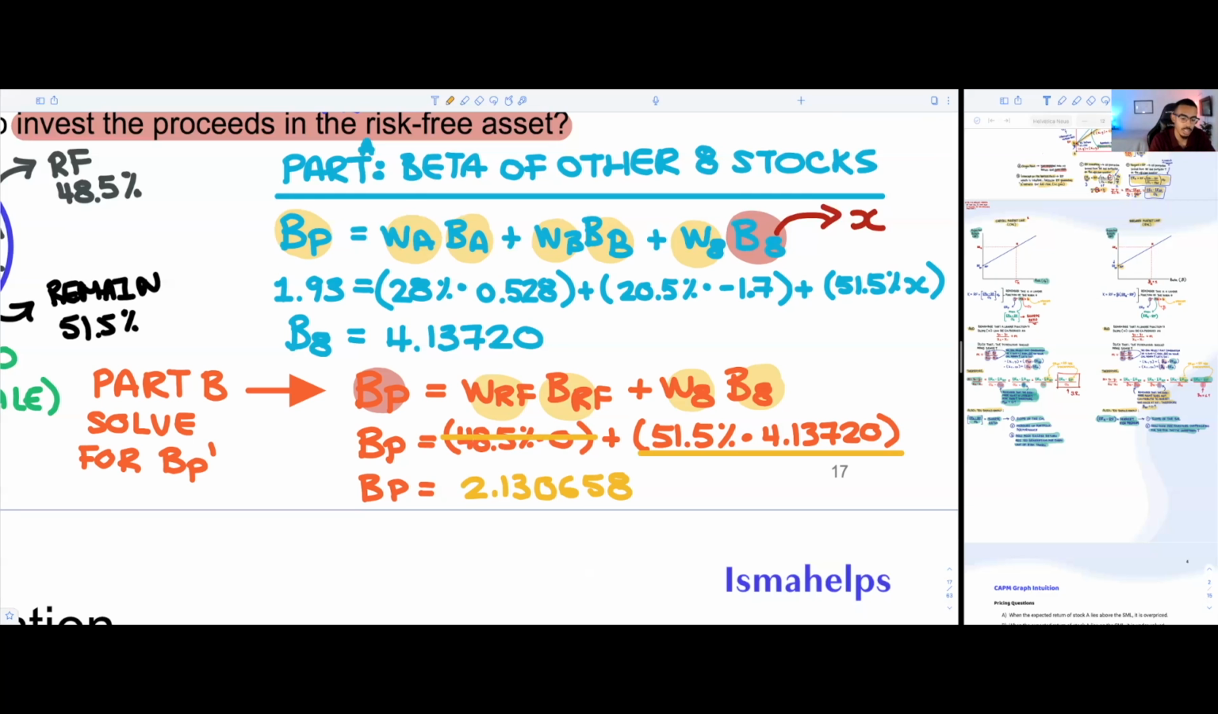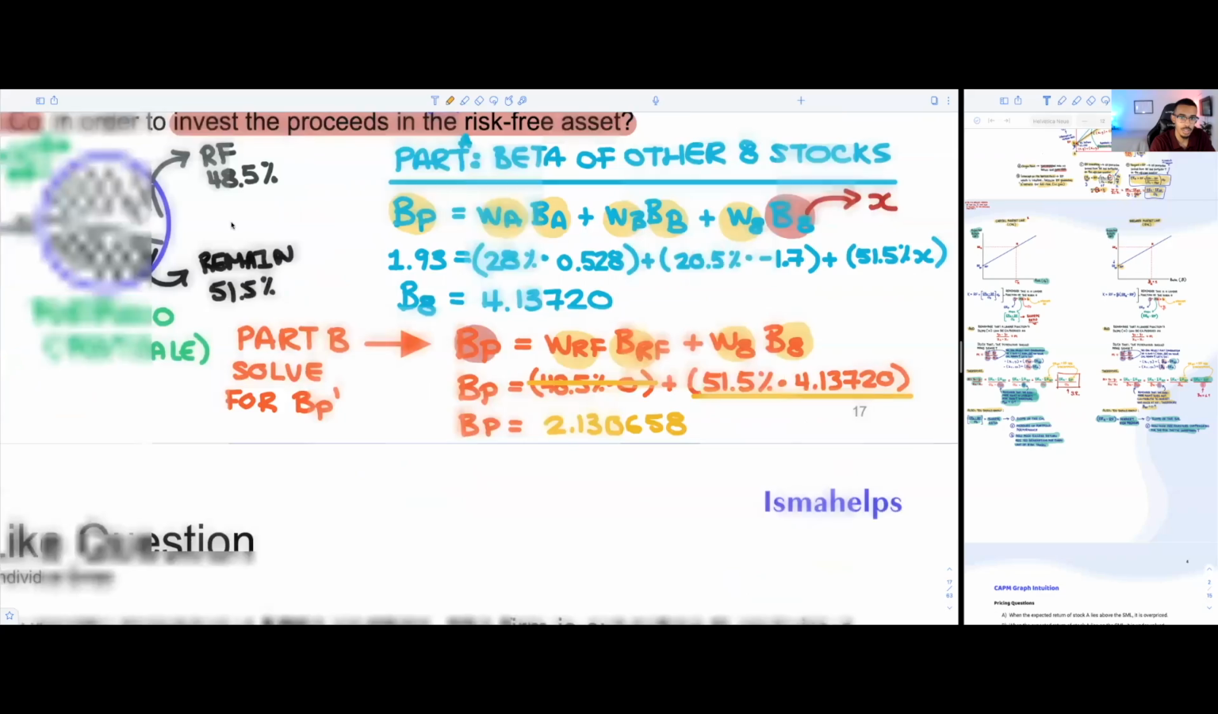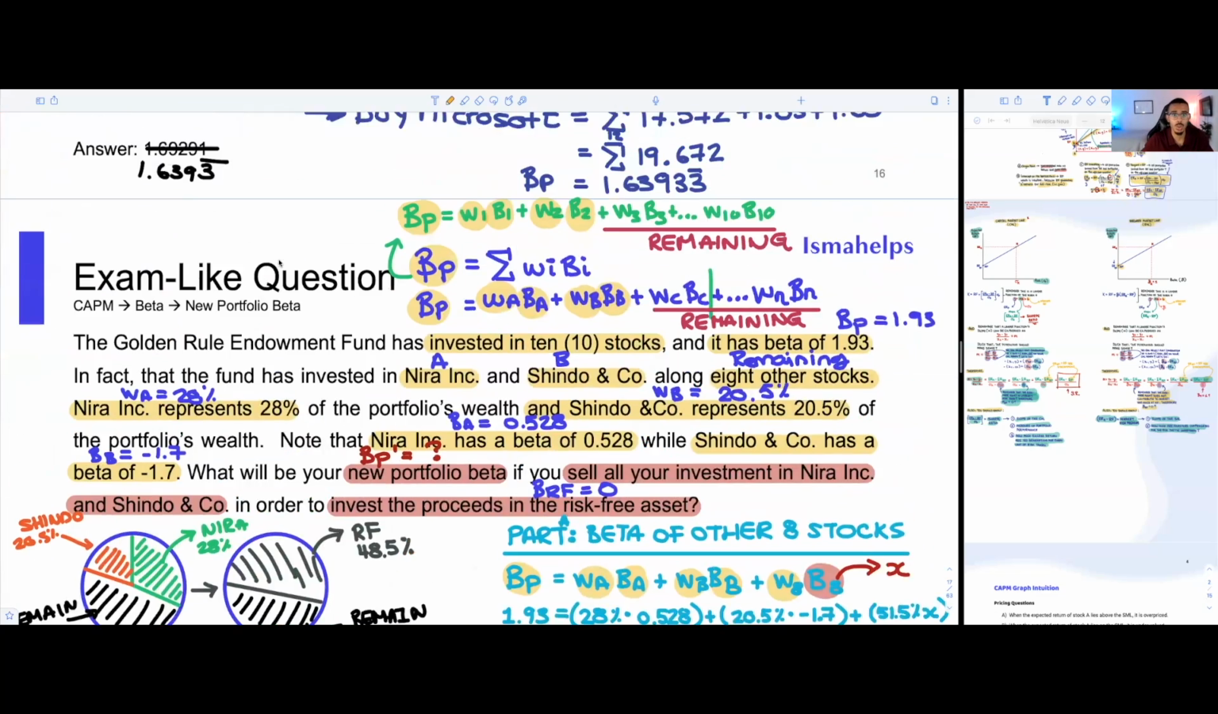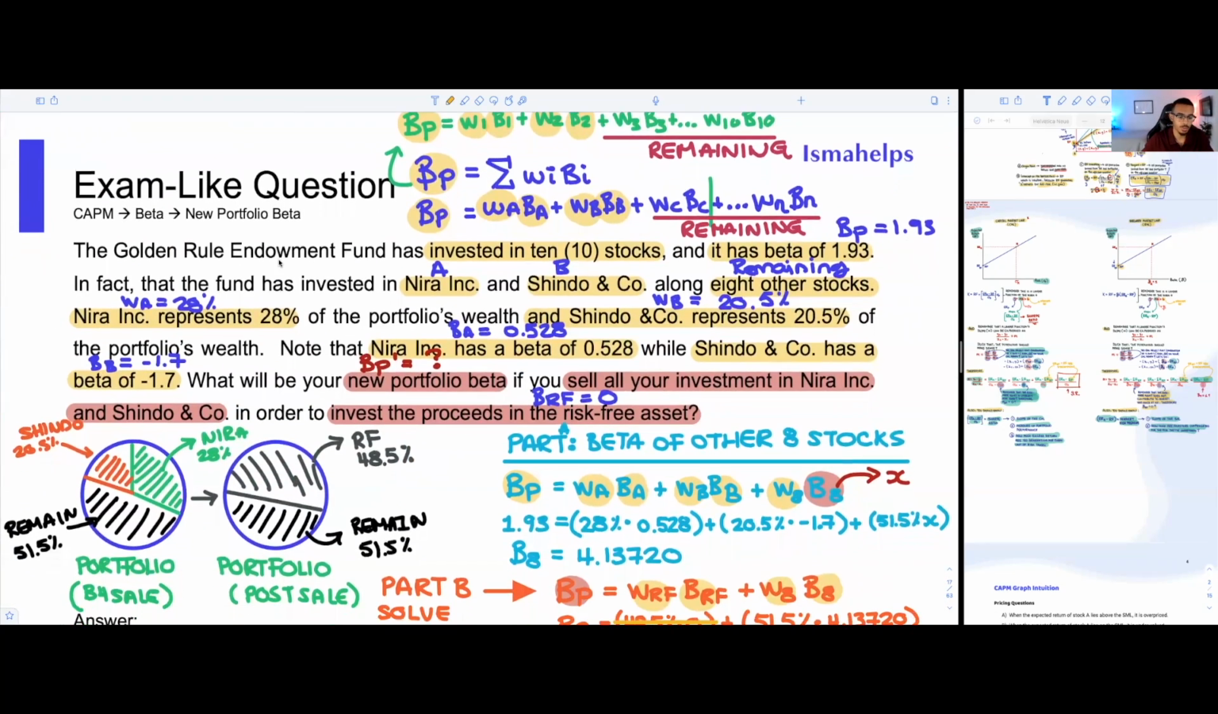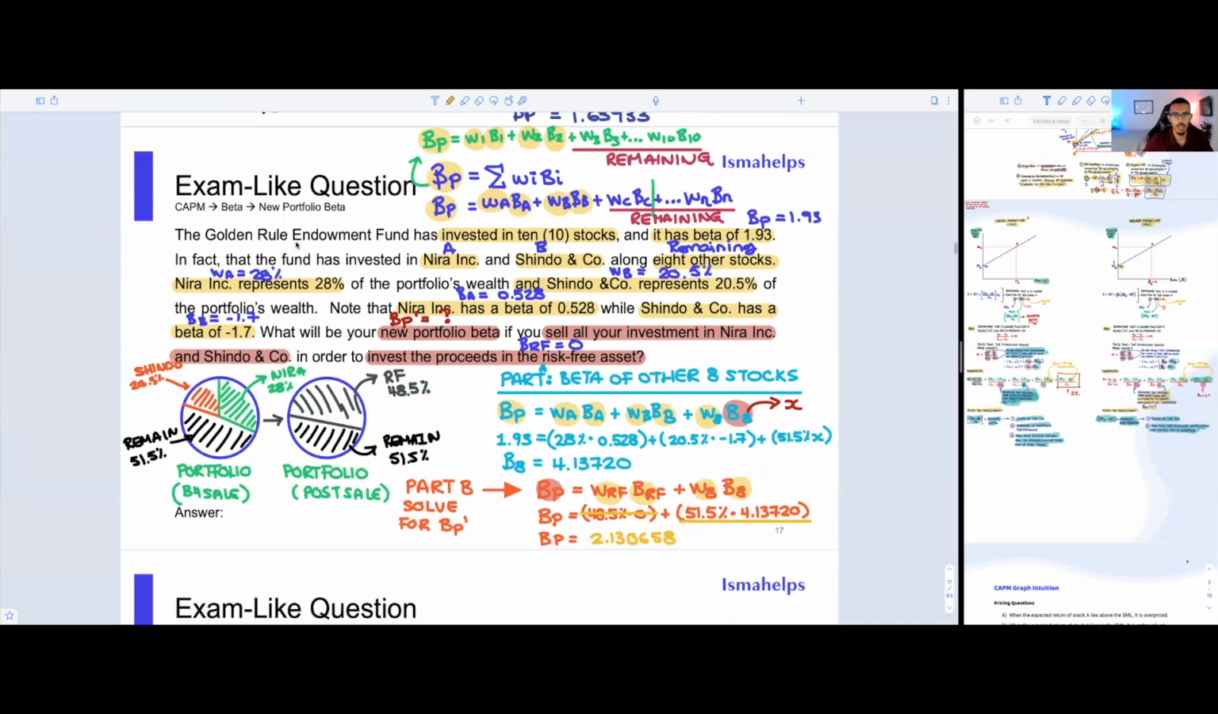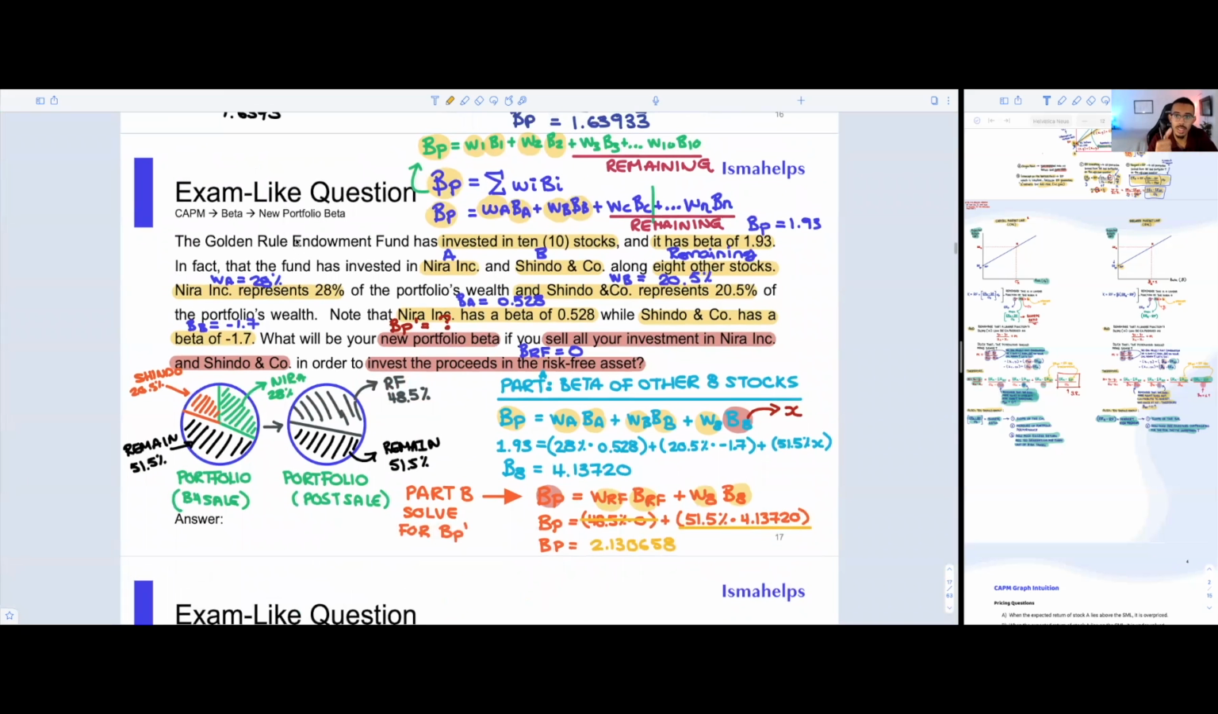Now, a few key takeaways that I'd like to give you, such that you're able to have a sense check when you're doing these questions on an exam. So I guess I'll have to zoom out a little bit more. Notice a few things. Notice that the beta of our portfolio actually increased. The reason why it increased is because we don't hold our position in Shindo Co, which has a negative beta.